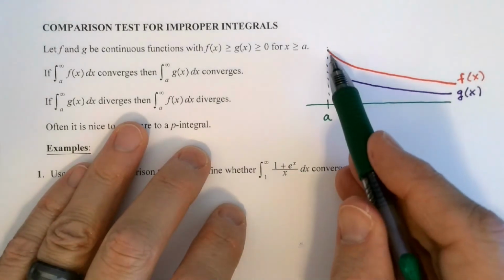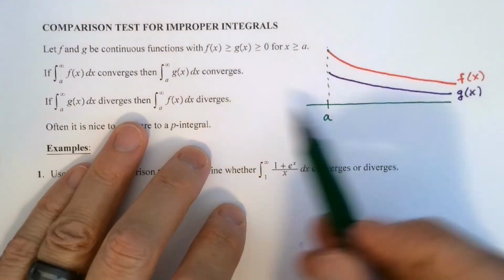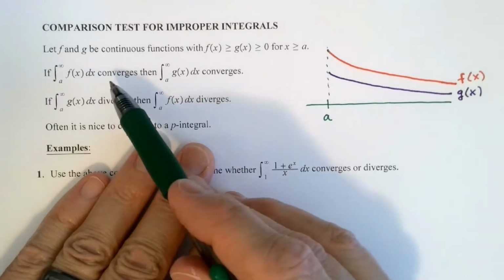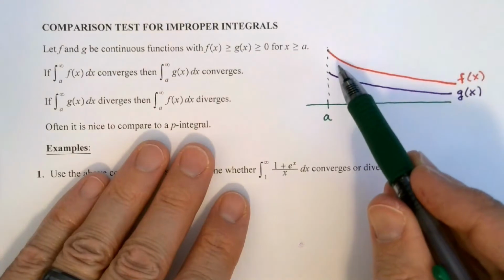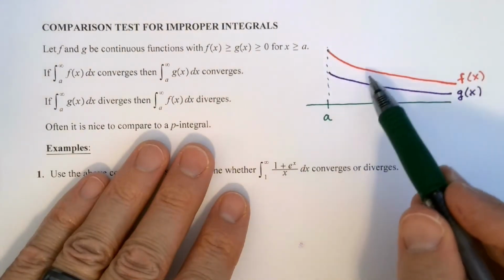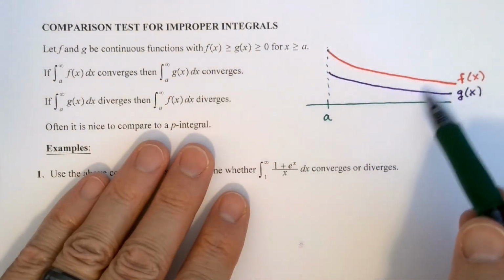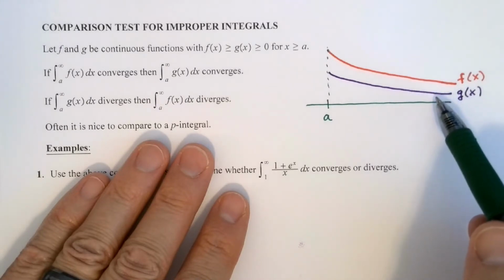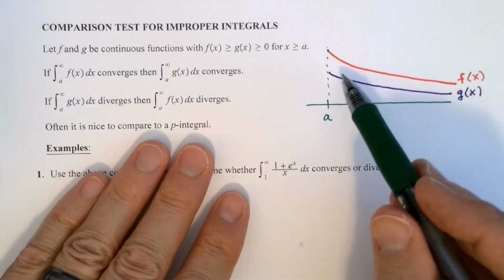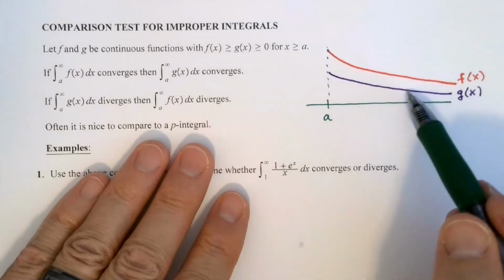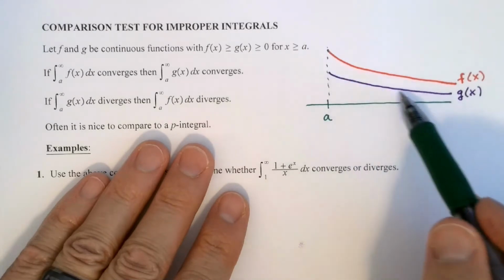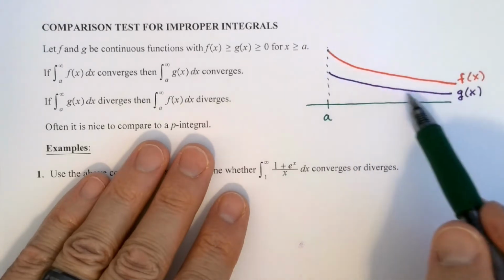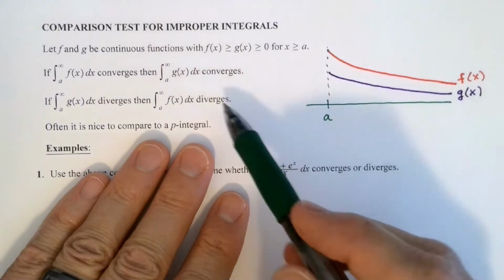So f of x, right, is the red curve. What does this integral represent? If it converges, it has a value, a finite number. What does that finite number represent? It represents the area under the red curve, right? Which means that area under the red curve is finite. Well, if the area under the red curve is finite, do you see the area under this purple curve, this curve right here for g of x, must also be finite. And if it's finite, then this integral converges.